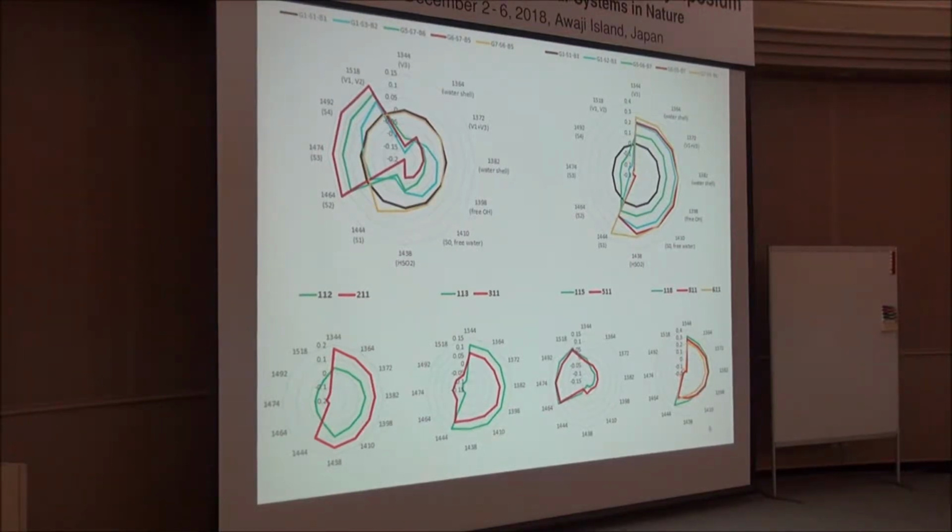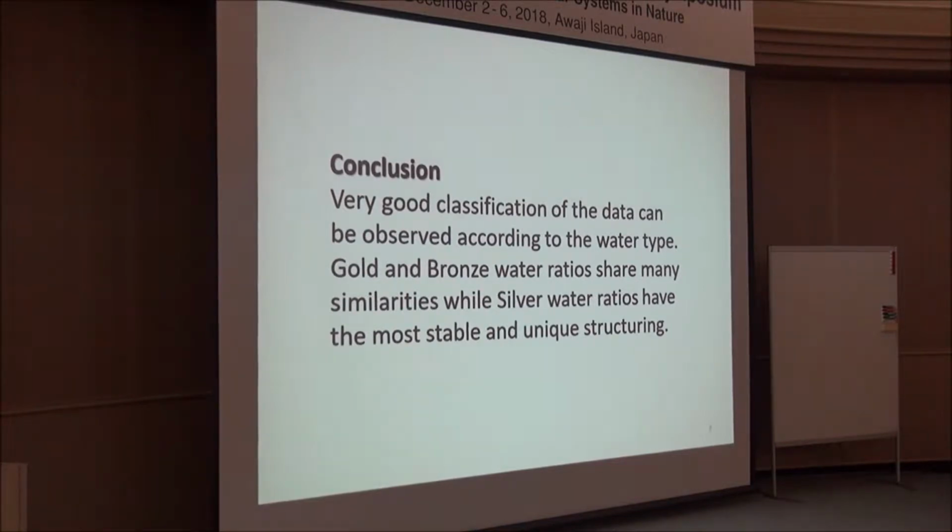In conclusion, very good classification according to water type, while gold water and bronze water combinations show a lot of similarities, while silver water has very stable and unique structuring.